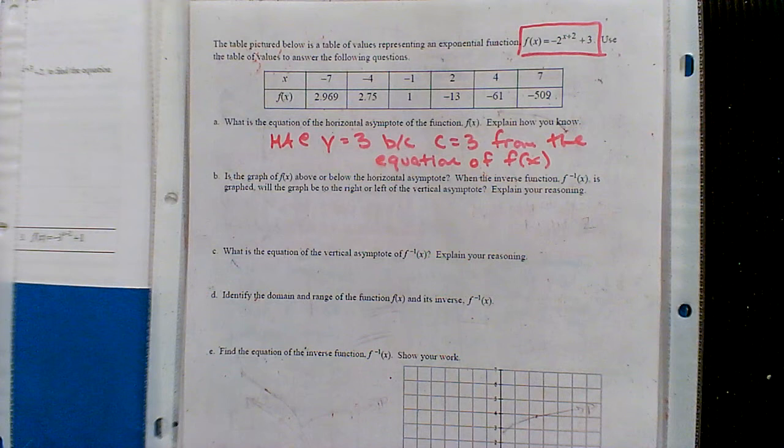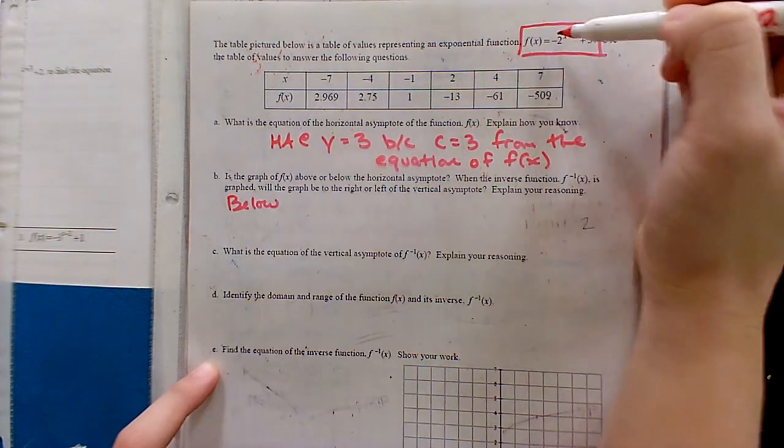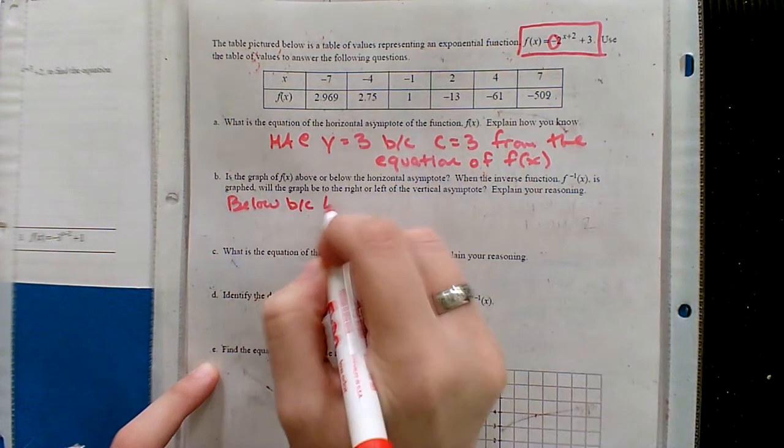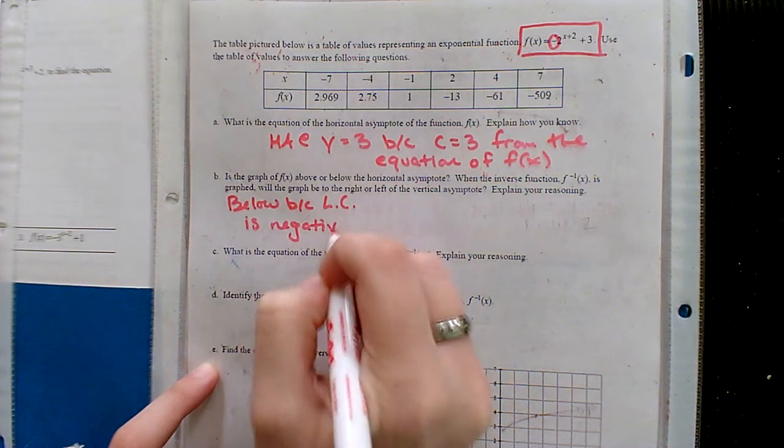All right, so is this exponential graph above or below this asymptote we just identified? What do you think, Hannah? Below. That a value, or leading number, is a -1 out front, because the leading coefficient is negative.